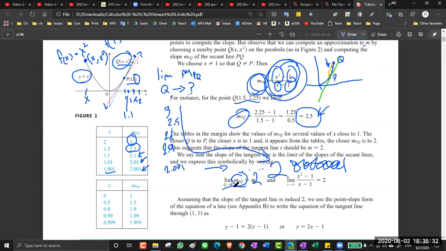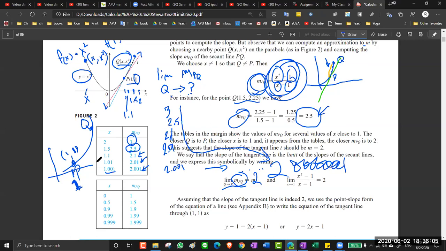One more thing. Q getting close to P, let me draw it again. So we have the curve, and here's P, and here's Q. And the coordinates of P are what? 1, 1. So the x coordinate is 1, right?